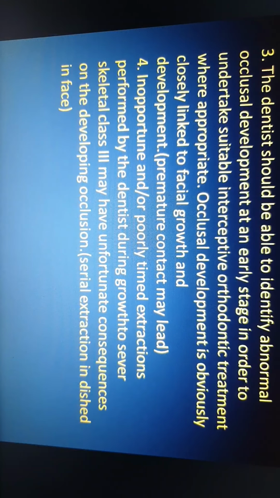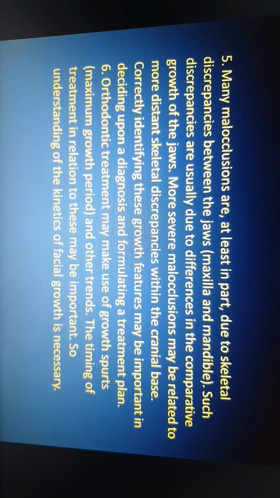Fourth, inopportune and poorly timed extraction performed by the dentist during growth in a case that leads to a severe skeletal class 3 may have unfortunate consequences on the development of the occlusion. Fifth, many malocclusions are at least in part due to skeletal discrepancies between the jaws, maxilla and mandible. Such discrepancies are usually due to differences in the comparative growth of the jaws.